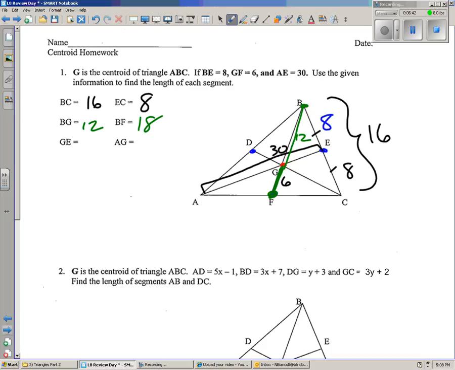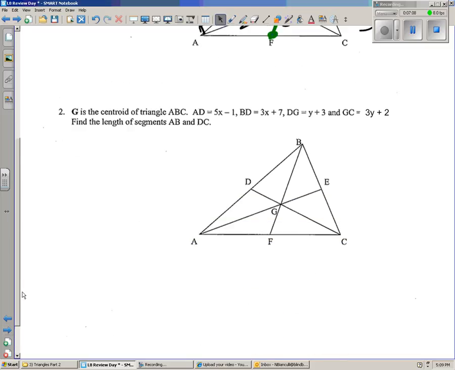GE, we have to look at what we're given. The black piece is actually the whole thing. So when we're given the entire thing, we divide by 3, and 30 divided by 3 is 10. That would be the little piece. And then notice, AG is going to be double 10, which is 20, which makes perfect sense because 20 plus 10 is 30, and they're in a 2-to-1 ratio, which we knew.